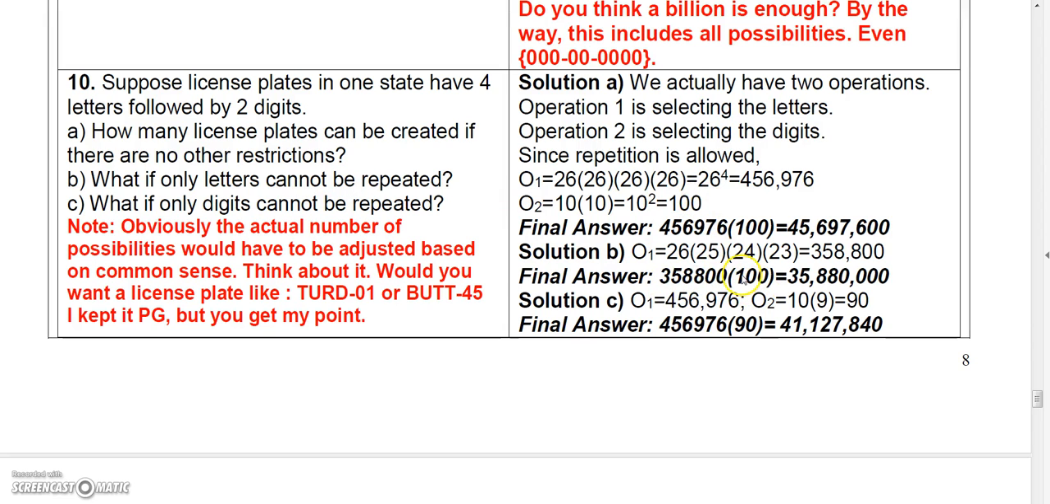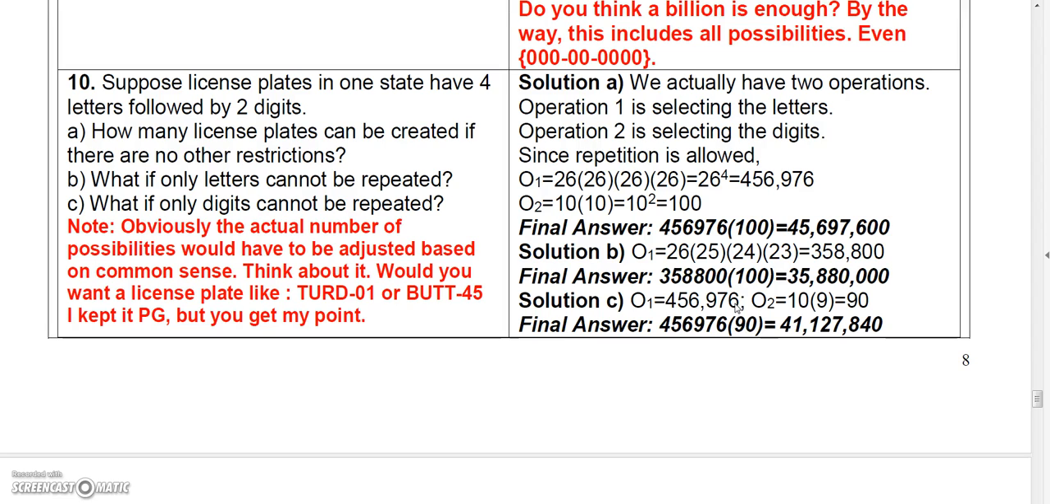So I multiply that by 100, and I get 35,880,000. And then C says, what if only digits cannot be repeated? Well, if the digits cannot be repeated, then the letters can be repeated. So for operation 1 for the letters, I go ahead and use what I had up here, 456,976.